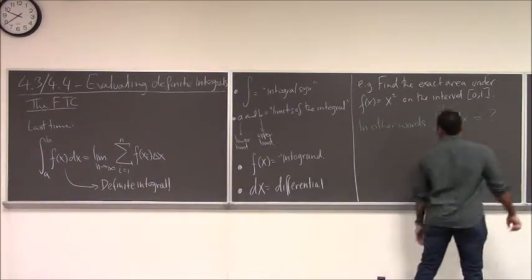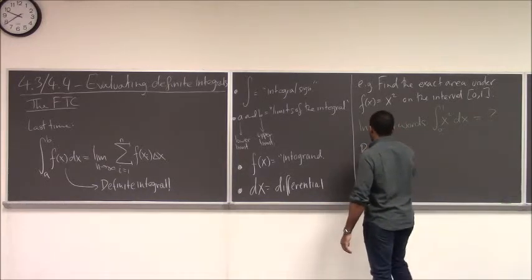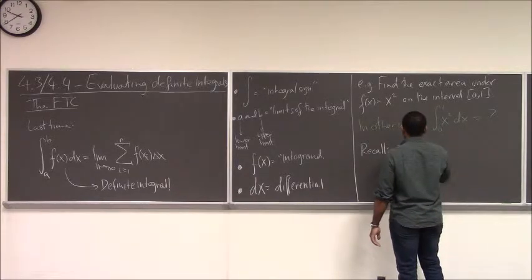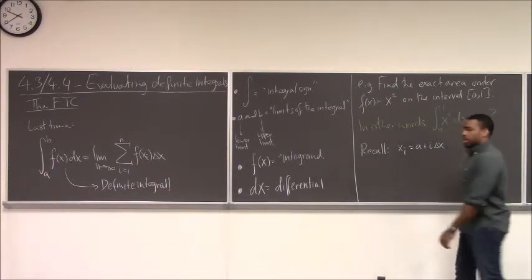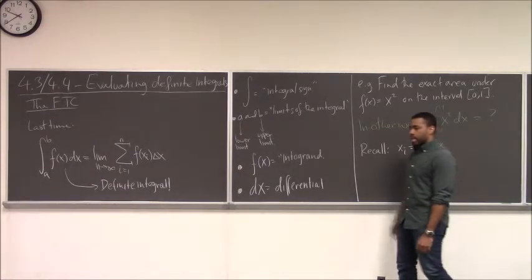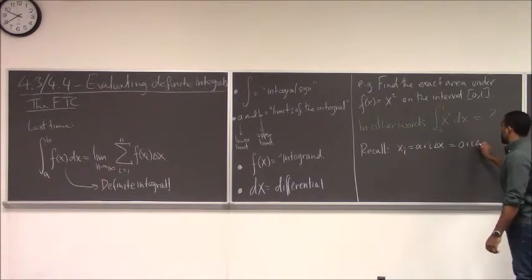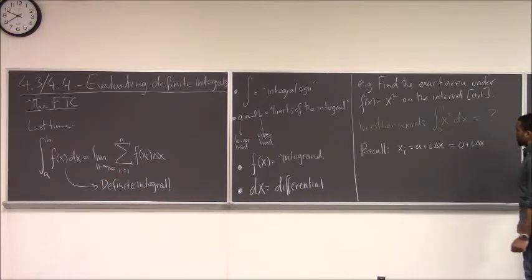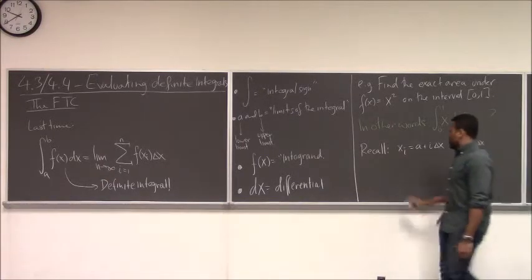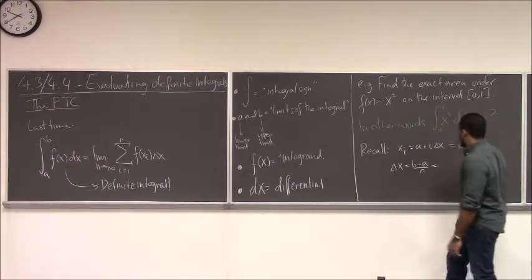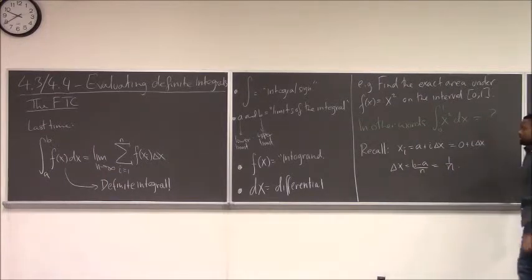So here, recall, also from last time, that our xi is going to be a plus i delta x. We saw that last time when we were figuring out how to actually make this thing precise, which in this case is just going to be 0 plus i delta x. In fact, our delta x is going to be b minus a over n, which in this case is just going to be 1 over n. So in other words, I can even think of this guy as i over n. I should have done this first.